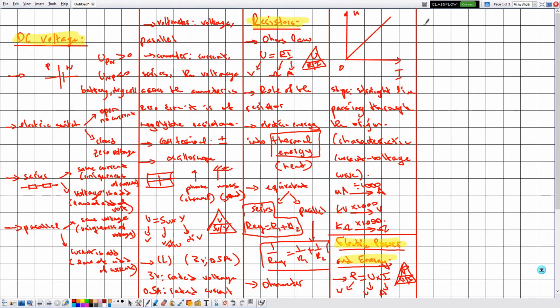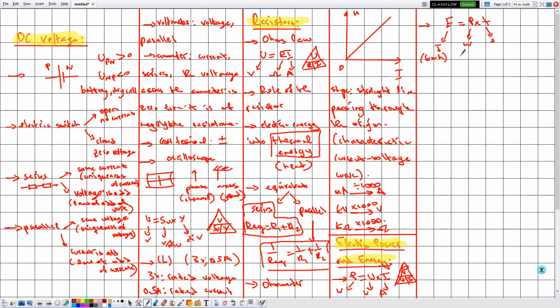Now we're gonna introduce an important quantity, which is given by the energy, P times T. Now the SI units are joules for energy, watts for power, and seconds for time, but usually we're gonna use the commercial unit, which is kilowatt hour.